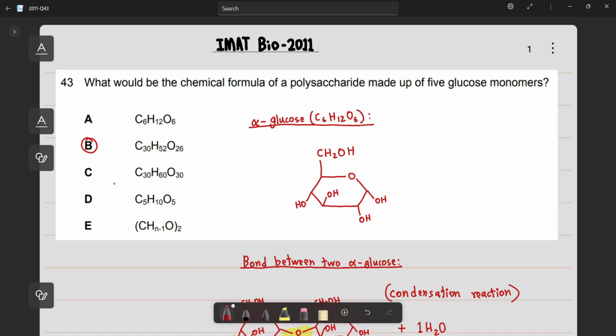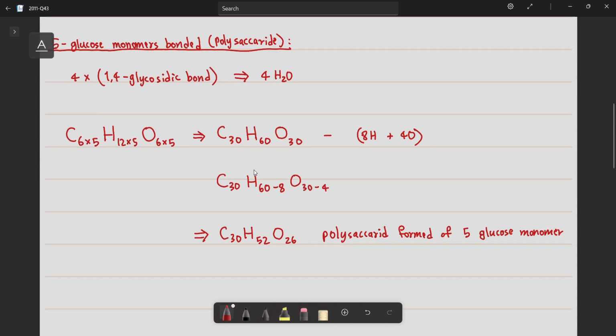Now if we go through each option, we can easily cancel this because this is the formula of a single glucose monomer. This one, as I've mentioned, is only if there are 5 glucose monomers that are not chemically bonded, and they do not exist. So this is also wrong. This one is easily wrong as well. So the correct option is option B.